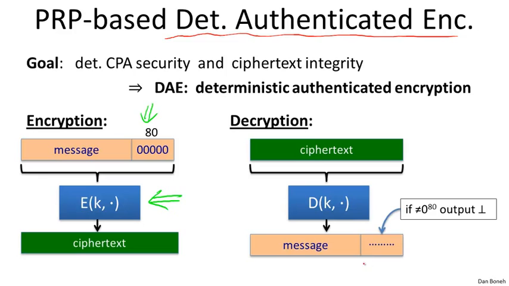When we decrypt, we're going to look at these least significant bits of the resulting plaintext, and if they're not equal to 0, we're just going to reject the ciphertext. And if they are equal to 0, we're going to output the message as valid. Okay, so that's it. That's the whole system. Very, very simple. Simply append zeros during encryption, and then check that the zeros are there when you decrypt.